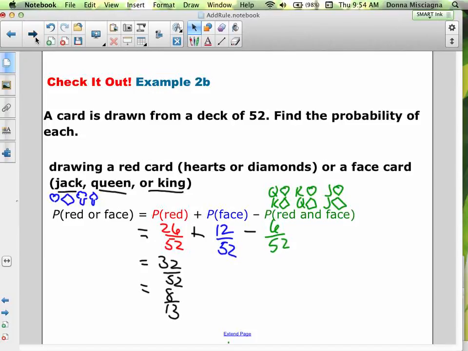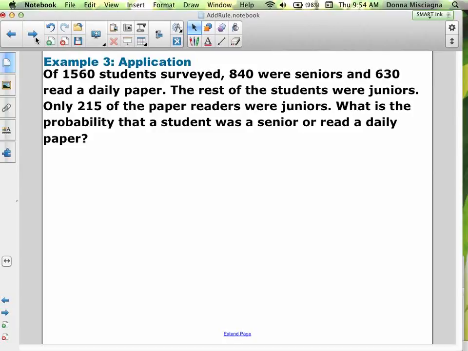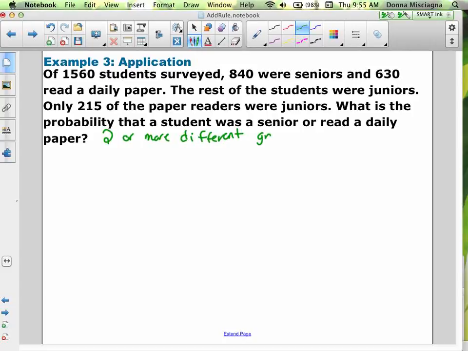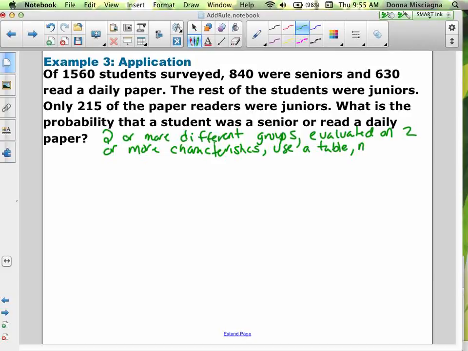All right, let's do another one. This one is in your notes a little further down. They're even doing Venn diagrams, but this is not a problem that lends itself to a Venn diagram. If you have 2 or more different groups, evaluated on 2 or more characteristics, use a table, not a Venn diagram.